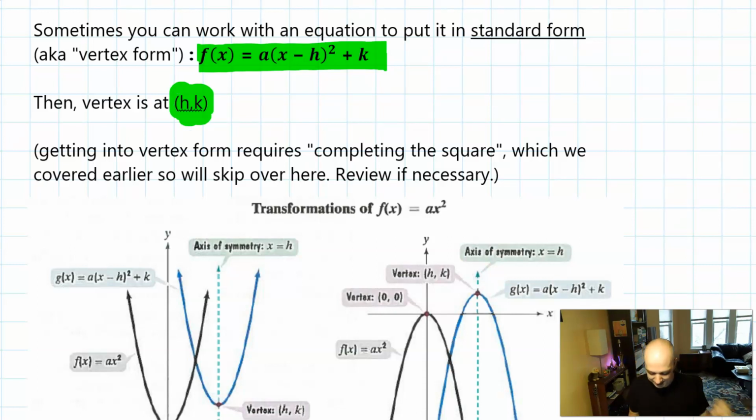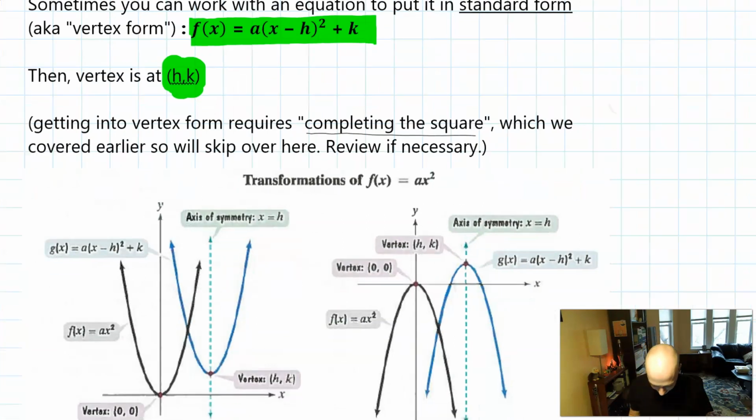How do you get something into this form? You complete the square. We will probably do one later, but really a full review of completing the square has been done in other videos, so we're not going to do it here. But please go back and review if you feel like that's necessary.